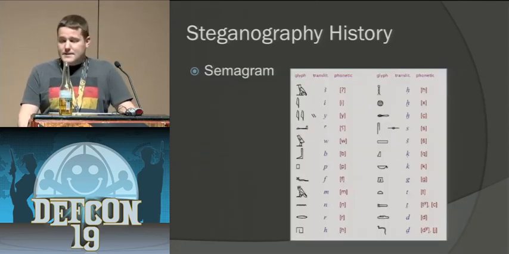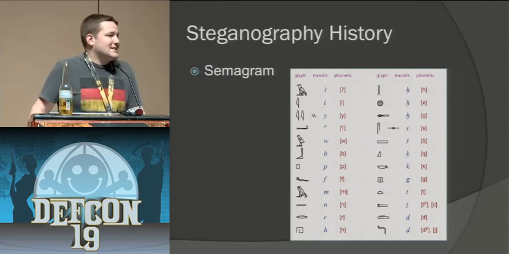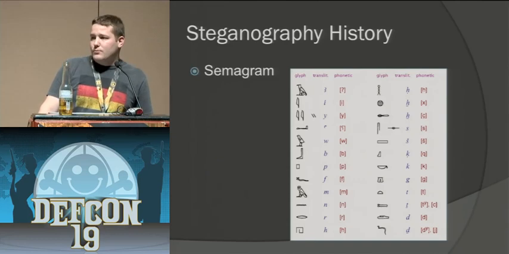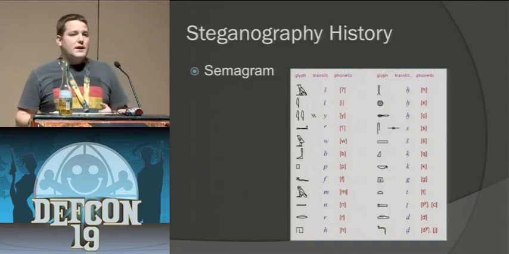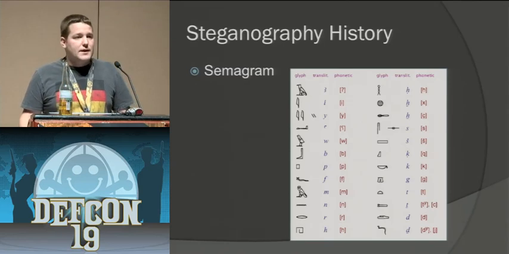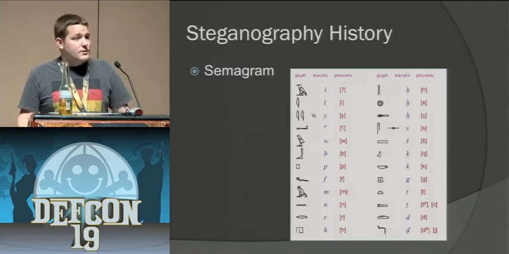Semagrams. These are analogous to what you guys would look at as hieroglyphics. There are other ways to present them, but semagrams are really cool because you can have a picture and, unbeknownst to anybody else, there's actually a message in that picture, like, oh, the crow flying over the field means that the British are coming or something.